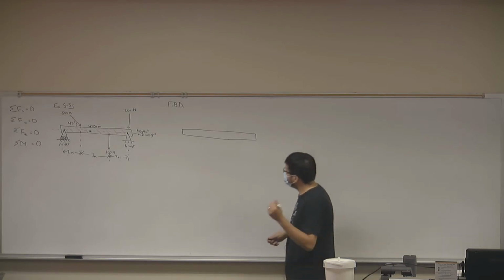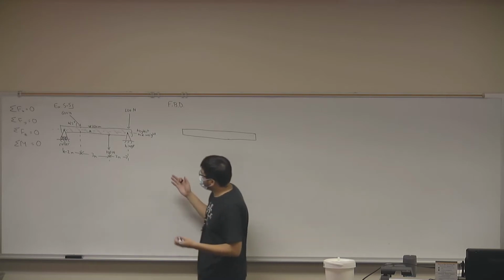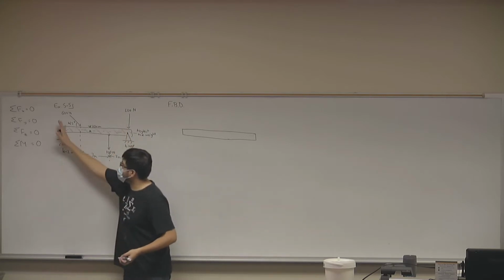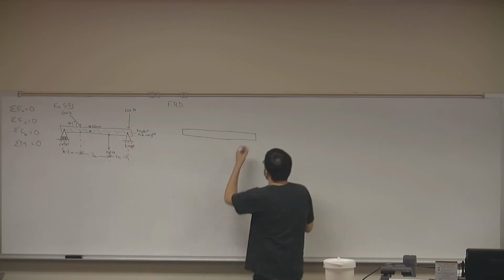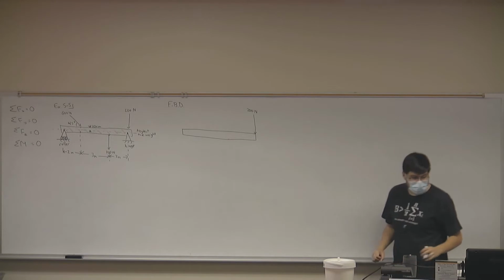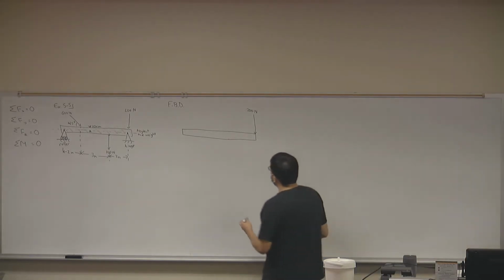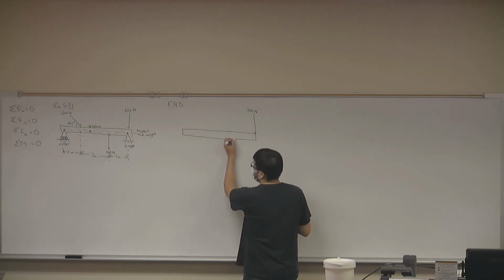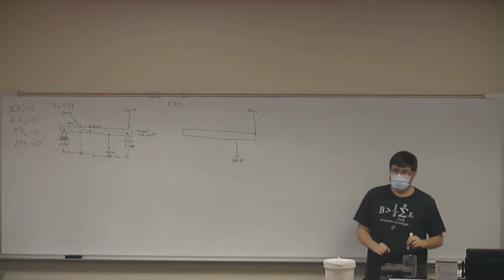200 Newton force. Okay, we have a 200 Newton force. I'm just going to simplify this and say that this is the end of the beam. This is the start of the beam, just to ignore this extra side. So I'm just going to say 200 Newton force at the end of the beam. What other forces do we see here? The 100 pulling down from the bottom. Okay, we have a 100 Newton force pulling down. What else, Lorenzo?